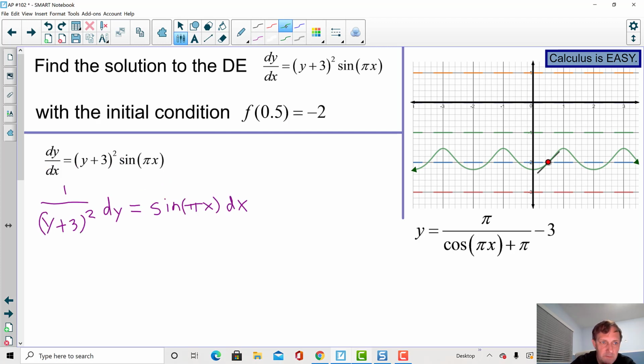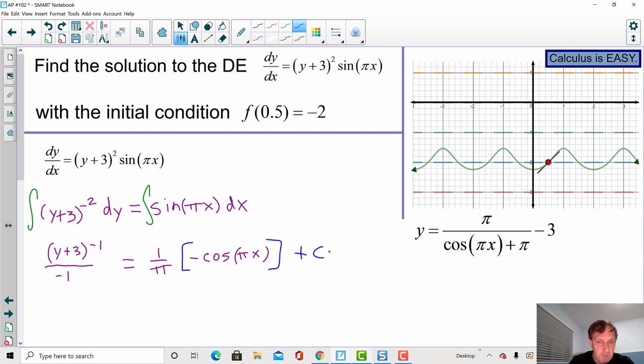There we go. We're going to go ahead and do the integral of both sides. For this one right here, I need to rewrite it as a power of -2, so I'll move it up. And both of these are going to require u substitutions. So if you wanted, you could do a u substitution for this one, and maybe a v substitution for that one. Okay, there we go. I'm putting the plus c on the right side.